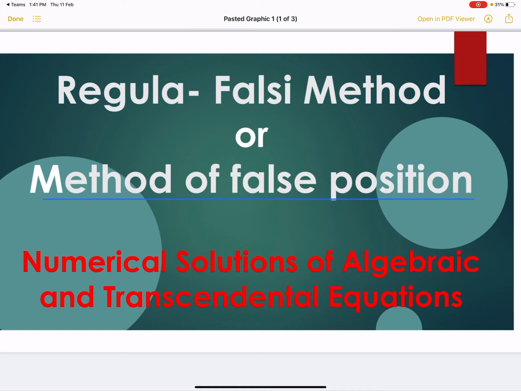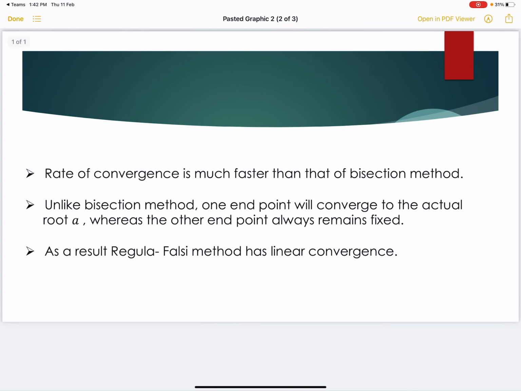In this lecture, we'll discuss the regula falsi method, also called the method of false position. This method is used to find the root of algebraic and transcendental equations, as the bisection method also does. We had already discussed the bisection method.